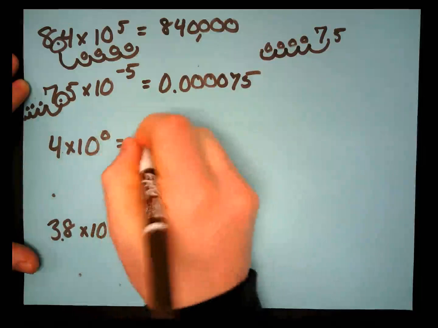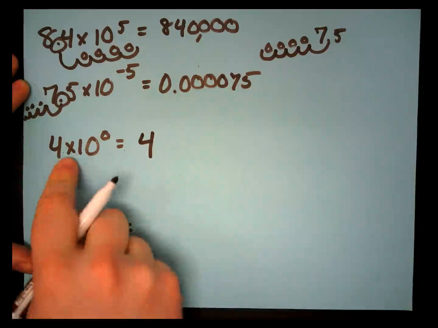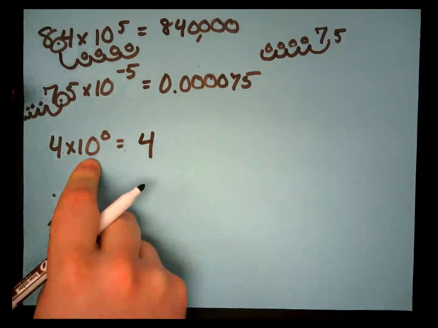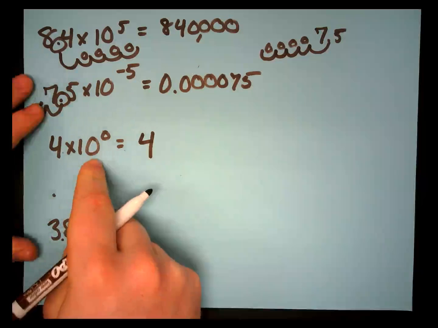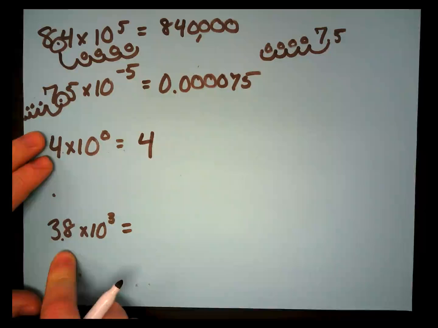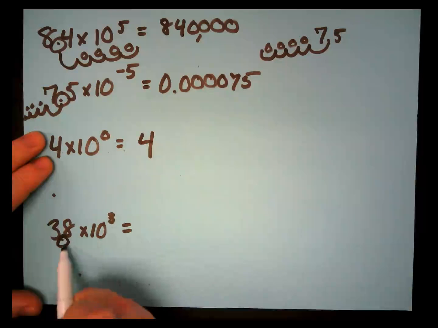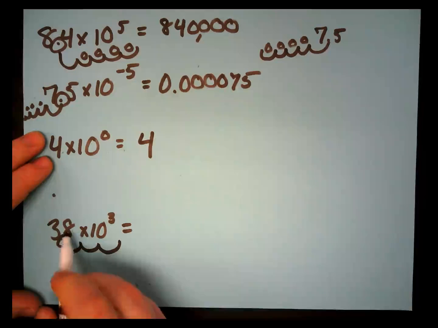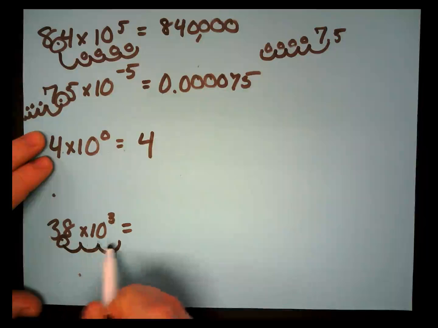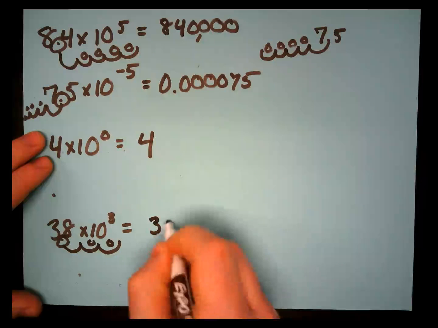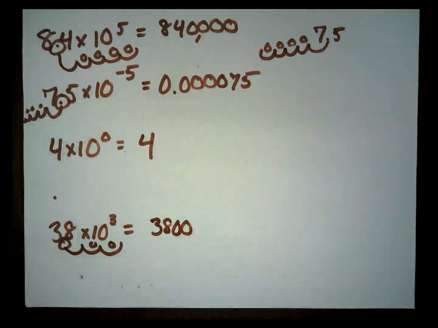Here, just 4. Because remember, that's just 4 times 1. That's all this is. Times 10 to the 0th power, it's just 1. And then this guy here, 3.8 times 10 to the 3rd power. Find that decimal, move it 3 spaces to the right. So 1 around the 8, 2, 3. So just 2 zeros, so 3,800.